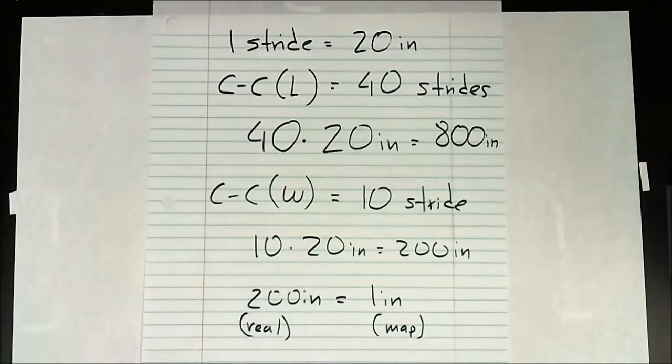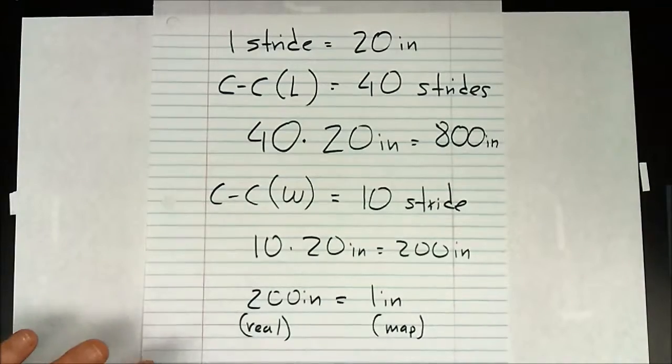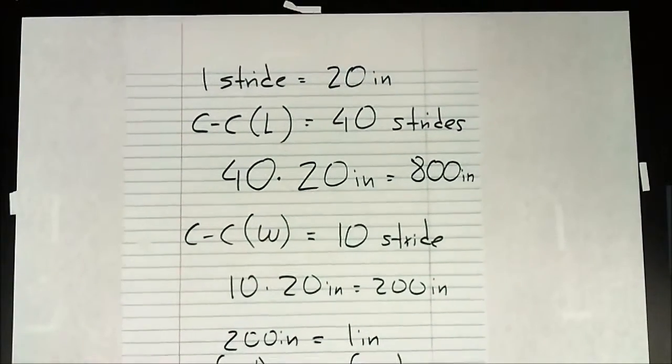And you'll have to figure out a scale that works for you based on your measurements. Again, yours could be off because I just made mine up. But let's say that was a scale that I used and it worked for me. And I knew that building C is 800 inches long. Well, if it's 800 inches in real life, how many inches is it on my scaled map?